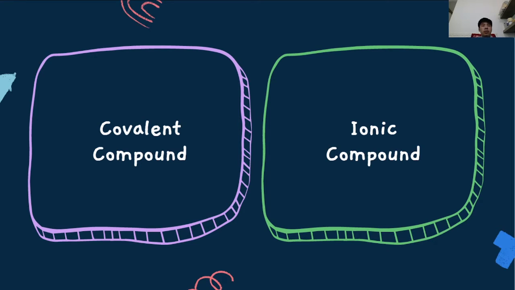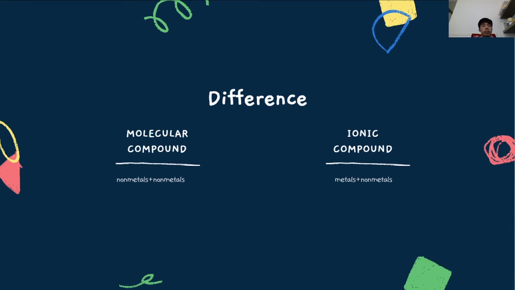There are two types of compound. The first one is the covalent compound or the molecular compound, and the second one is the ionic compound. How to differentiate both of these compounds? The rules of naming these compounds are very different. A molecular compound is composed of nonmetals plus nonmetals, and these compounds use prefixes like tri, tetra, or penta, while the ionic compound doesn't use those prefixes and is composed of metals and non-metals.